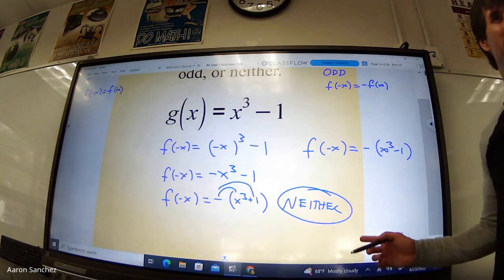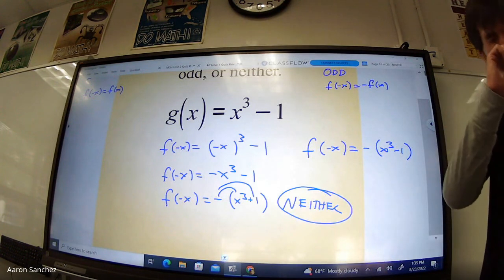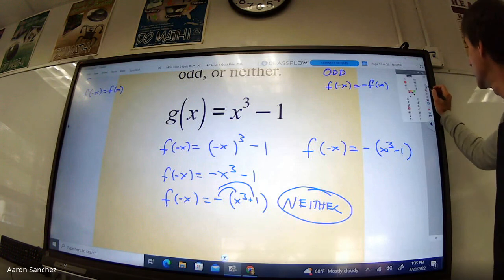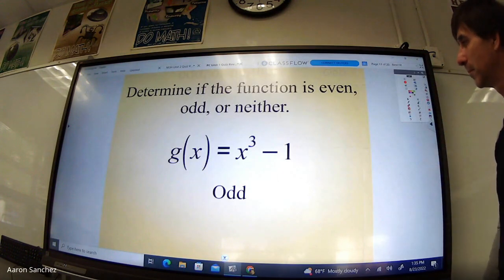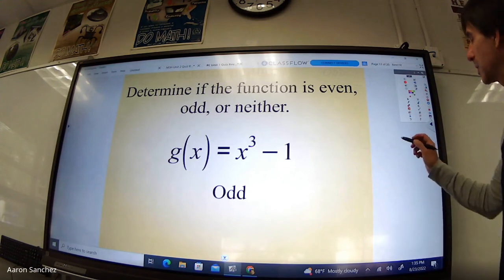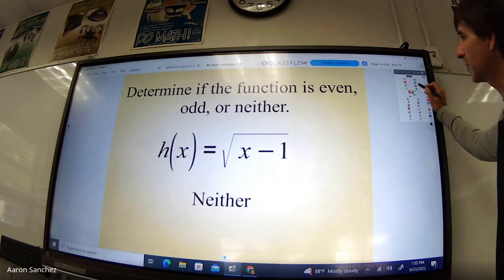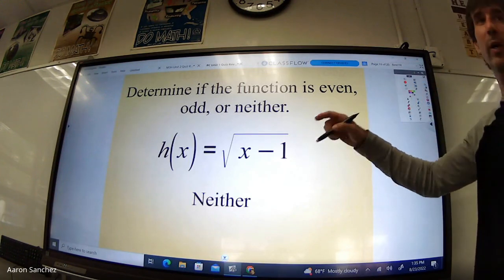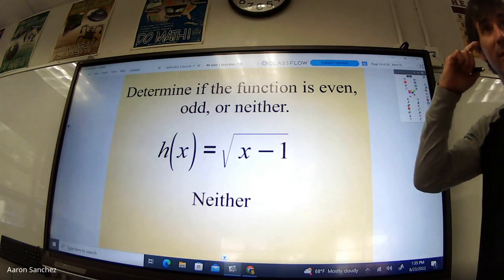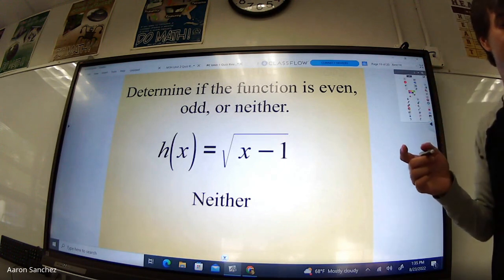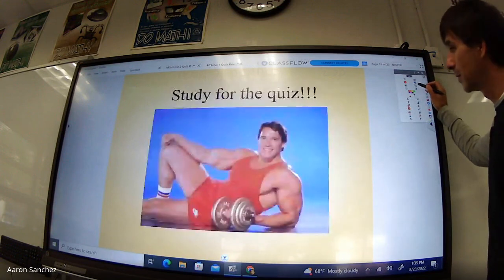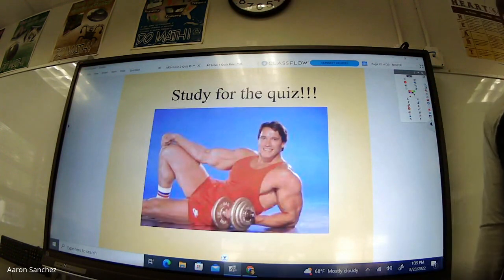I'm sorry, I'll see if I can find a better way to explain this. Don't stress about this problem on the test, because I know a lot of you are. It should be neither. And then this one, we'll just leave it at that. Neither, because it's a square root. If it's a square root, it's going to be neither. It's not even or odd, right? So anyway, there you go. Study for those problems on the quiz. I want to see if I can find a better way to explain that one.